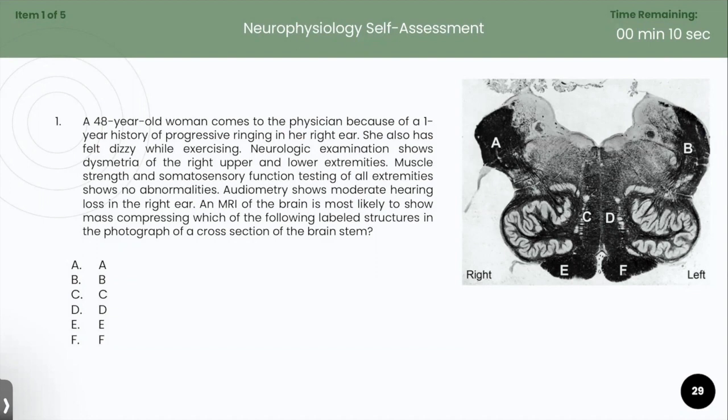So here's another great example of what they're trying to do, they're using a gross image and a gross specimen to ask you a question about a specific kind of disease, right?